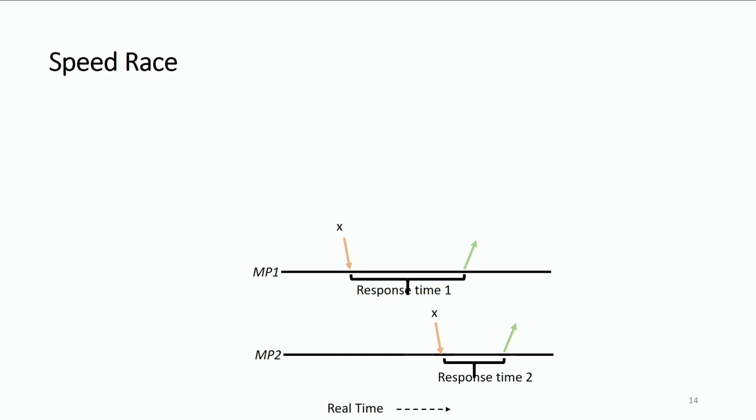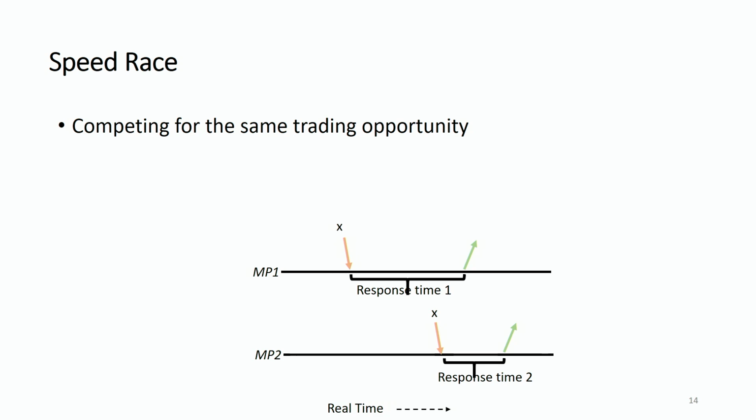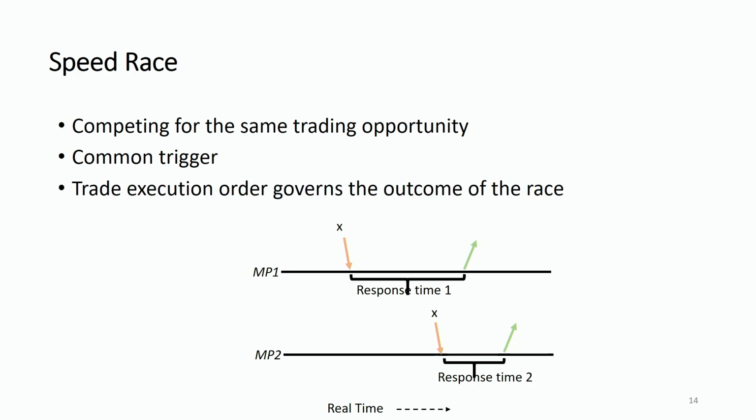To understand how we correct for latency differences, let's see how a speed race works. In a speed race, multiple participants are competing for the same trading opportunity. A particular market data point serves as a trigger for the speed race. The outcome of the race is simply determined by the order in which trades are processed at the exchange server. The figure here shows an example of a speed race that is triggered by data point X. The figure also shows the response time, that is the time it took the participant to respond to the trigger.